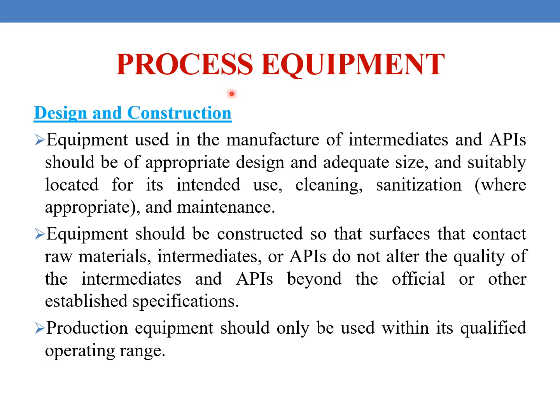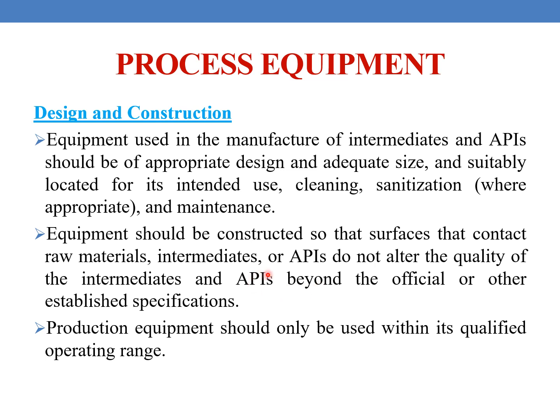Coming to design and construction. The equipment used in the manufacture of intermediates and APIs should be of appropriate design and adequate size, suitably located for its intended use, cleaning, sanitization, wherever appropriate, and maintenance. Equipment should be constructed so that surfaces that contact the raw materials, intermediates, or APIs do not alter the quality of the intermediates and APIs beyond the official or other established specifications.